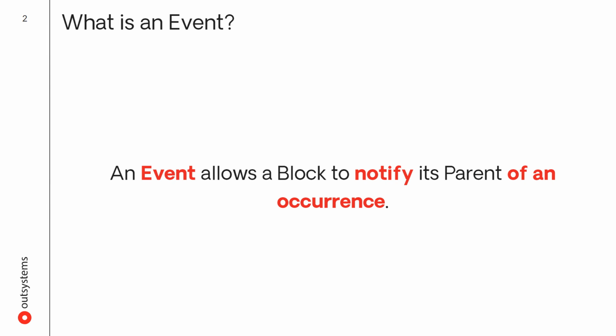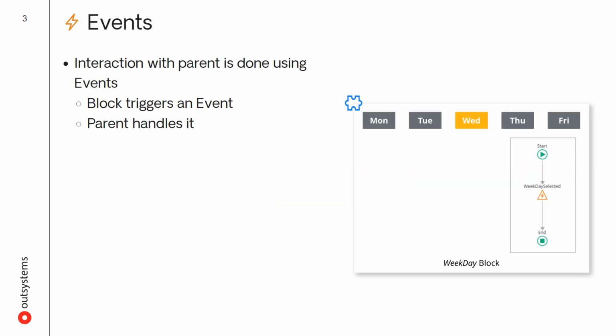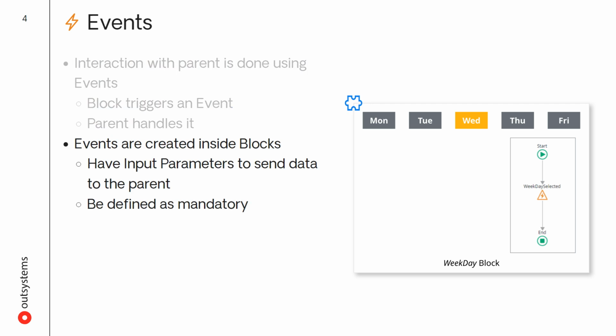An event is an element that allows a block to interact with its parent by notifying it that a particular event has occurred. So, for a block to interact with its parent, we need to use events. Essentially, the block triggers an event, and then the parent will handle it and act accordingly. This means that events are defined inside blocks.